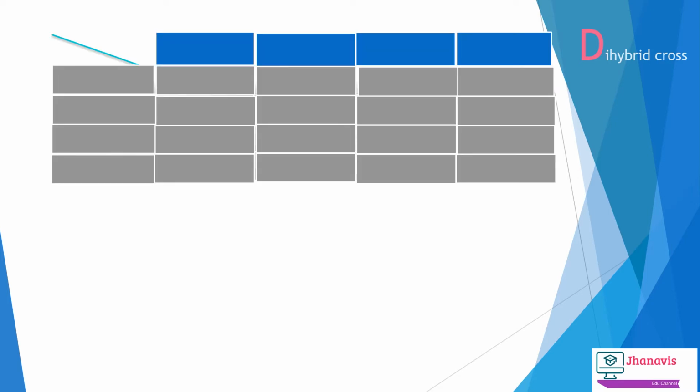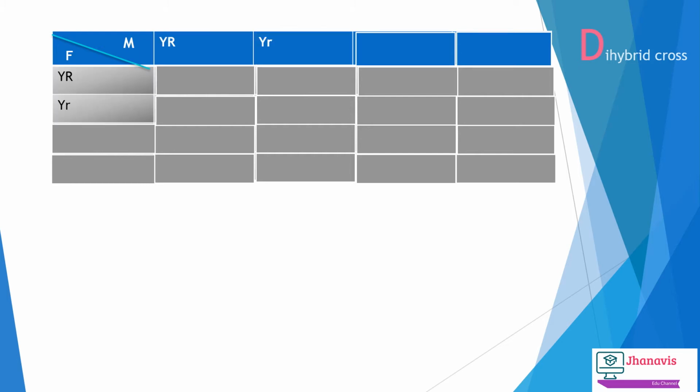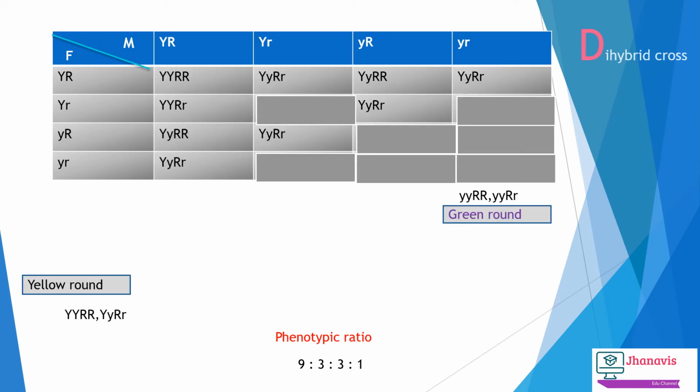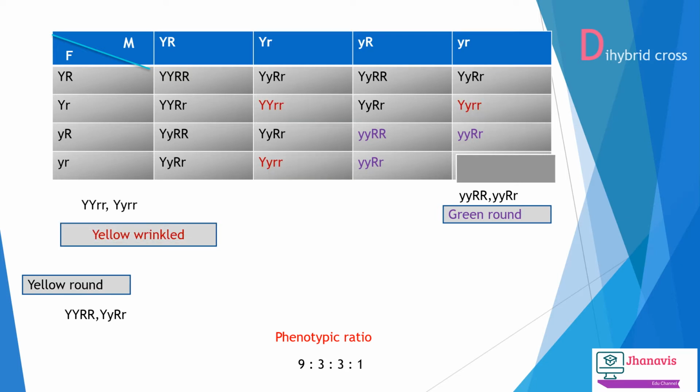The gametes which are produced by the F1 generation are capital Y capital R, capital Y small r, small y capital R, and small y small r. These sets of gametes are crossed with another set of gametes to produce the F2 generation plants. So the F2 generation plants will exist in a 9:3:3:1 ratio, where yellow and round will be 9, green and round will be 3, yellow and wrinkled will be 3, and green and wrinkled will be 1.